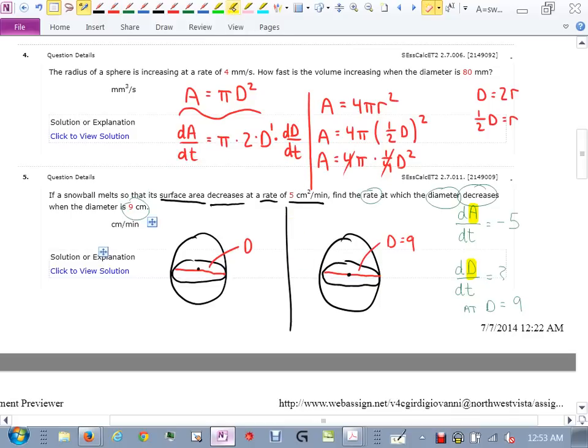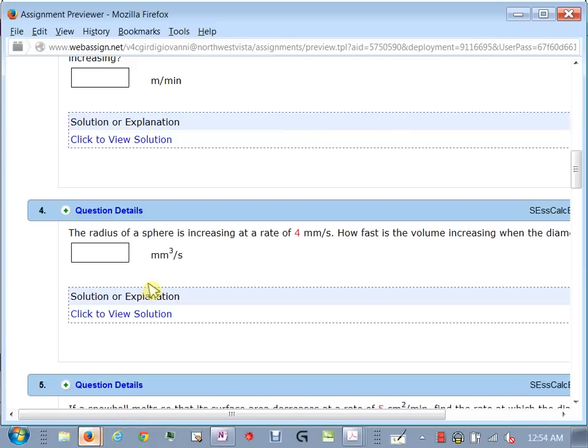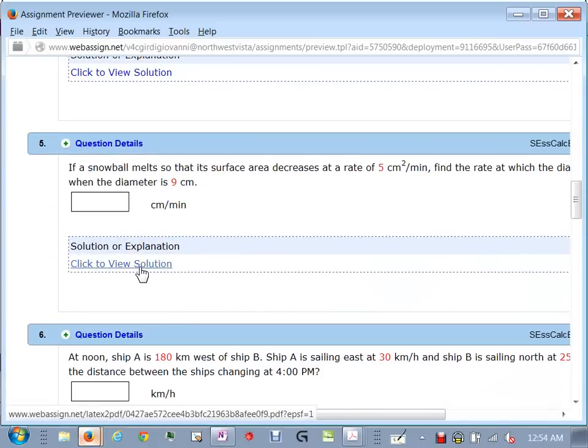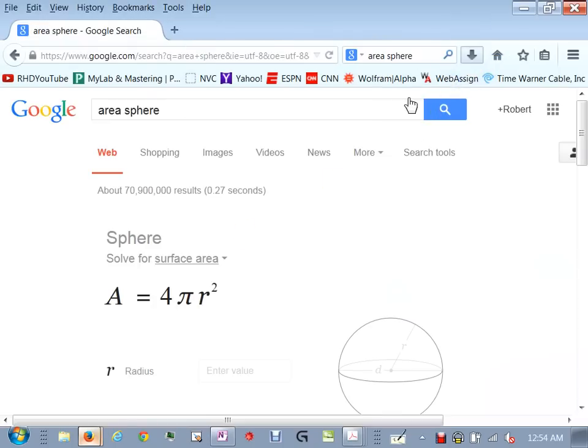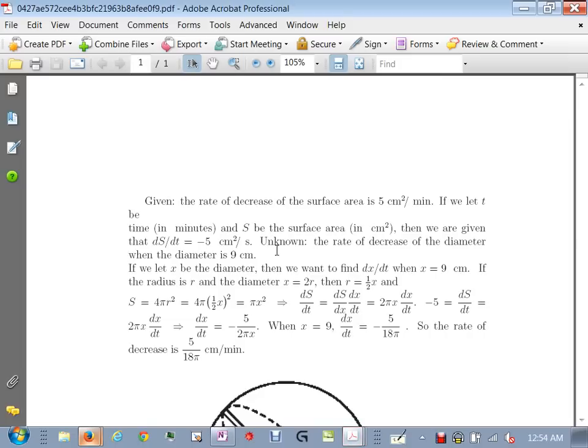dA/dt is given. D at the moment in time is given. dD/dt is what I want to know. So I should be able to compute everything there. Replace this with -5, replace that with 9, work things out. So you have -5 over 18 pi. Check this one. And we should get a negative answer because it's decreasing. -5 over 18 pi right there.